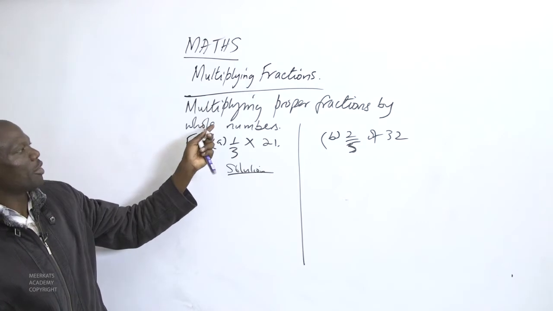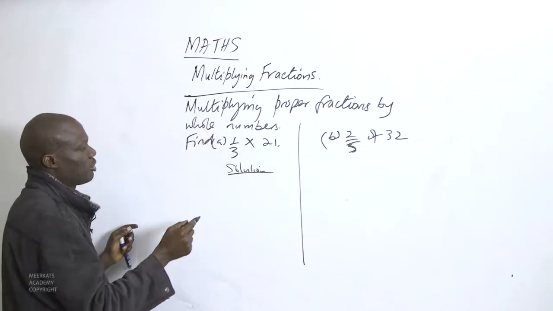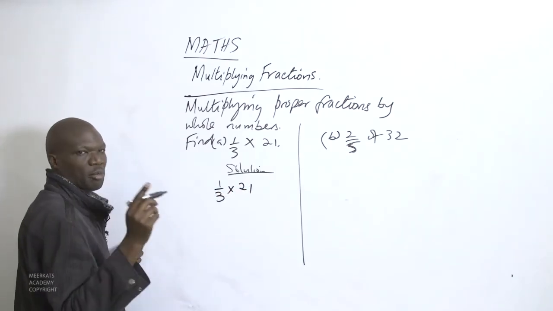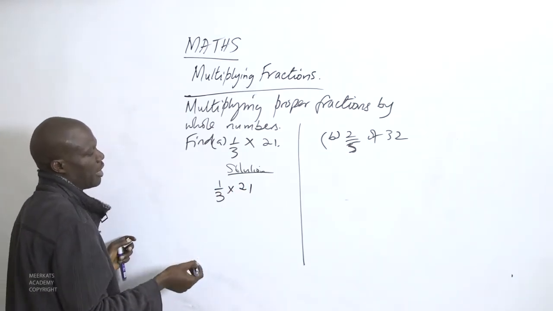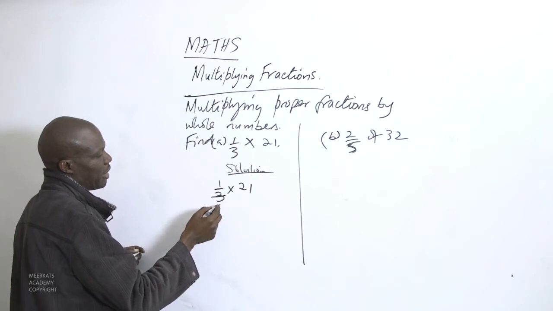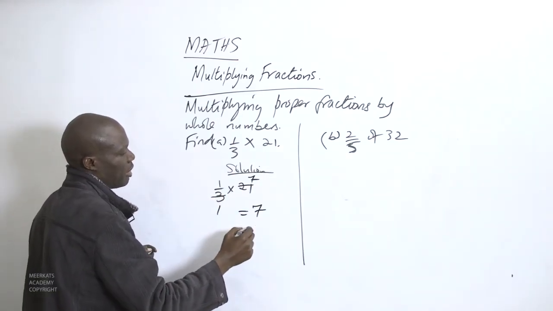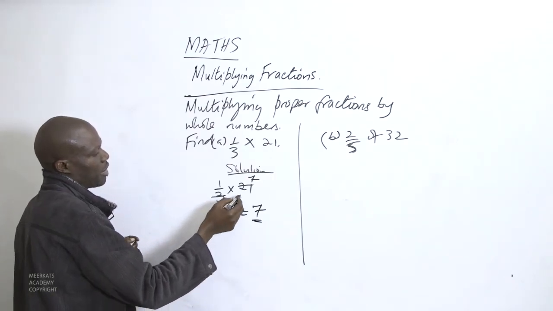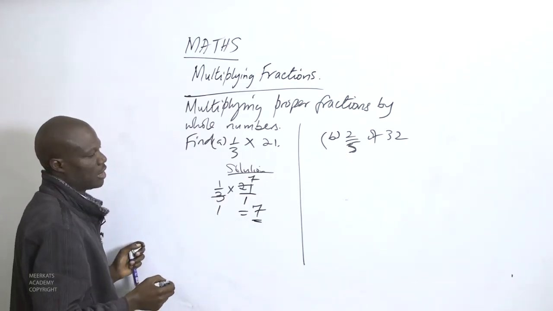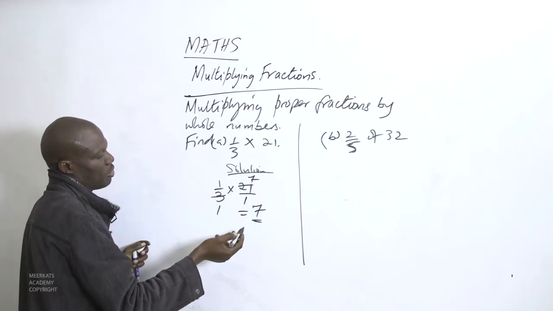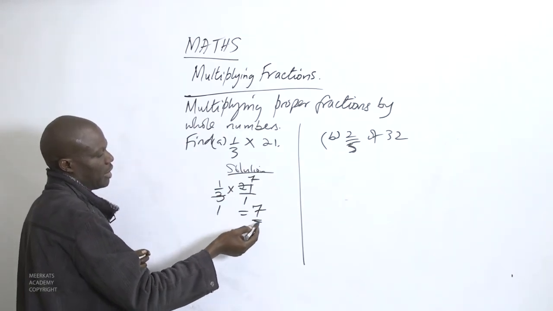Remember, we are dealing now with proper fractions and whole numbers, so we shall have a third multiplied by 21. Simplify where possible. 3 is a common factor. By 3 here is 1, and by 3 here is 7. So you find your answer is a whole number, which is 7. We said we can have this one over 1, which doesn't change anything. So 1 over 3 times 21 over 1, which is just 21. When you simplify, you find that your answer is 7.